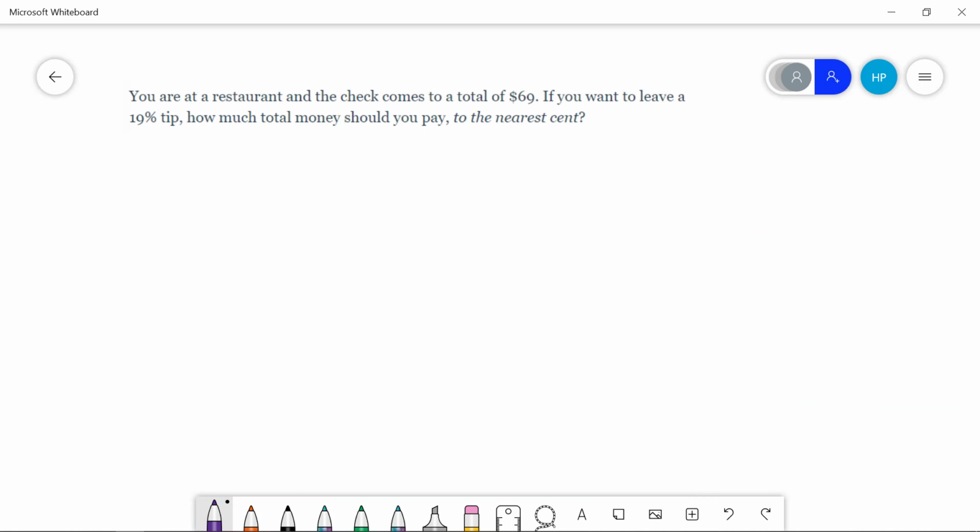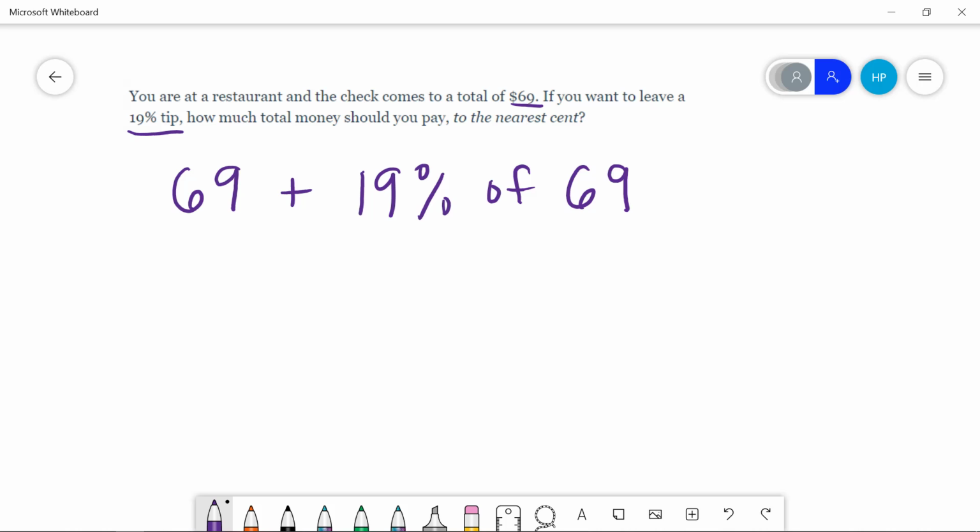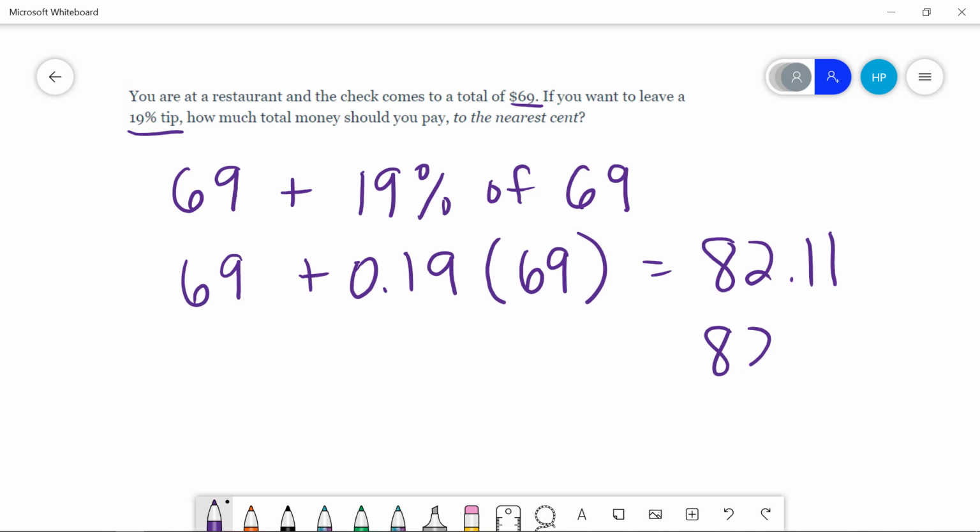Okay, here's a common scenario. You've got a bill, and you want to leave a 19% tip, so we're looking for the total. So we're going to do $69 plus 19% of that $69. It says to the nearest cent, so that's $82.11.